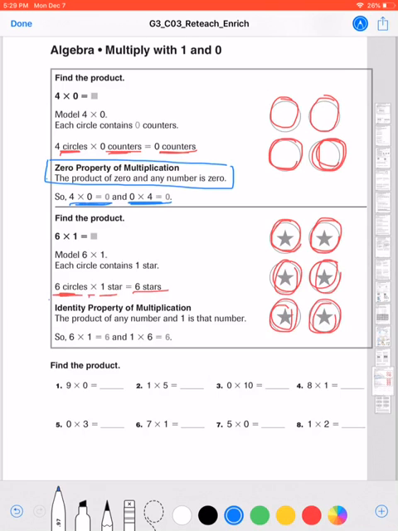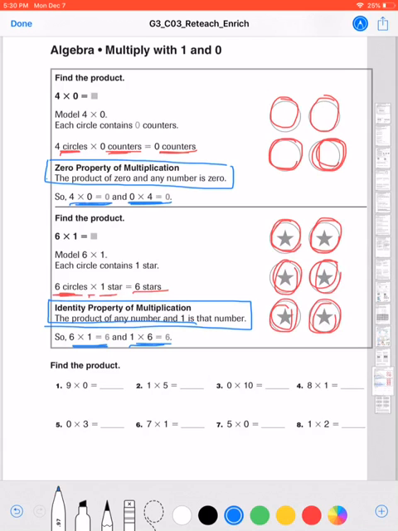So the identity property of multiplication tells us that the product of any number and 1, that means 1 times anything, is going to equal that number. So 6 times 1 is going to equal 6, and also 1 times 6 is going to equal 6.